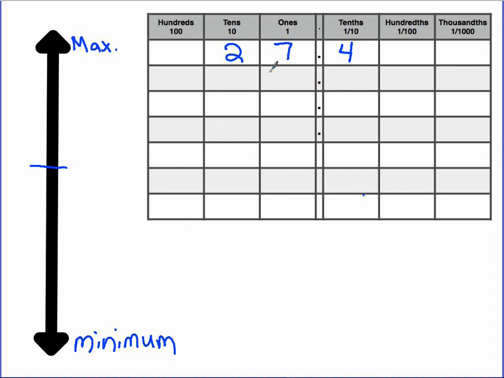And where would my 2 go? 2 would move to what place, everybody? And then what do I do with my 7? Everybody? Bring it down. What do I do with my 4? Okay, then what do I do? Okay, what place is a 27 going to move to? Okay, the 10th place.